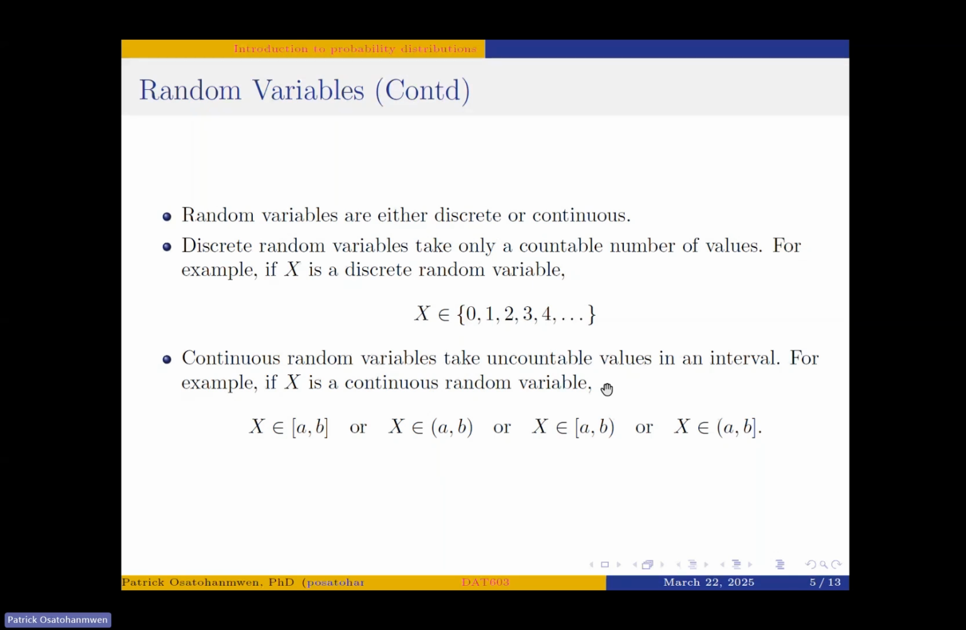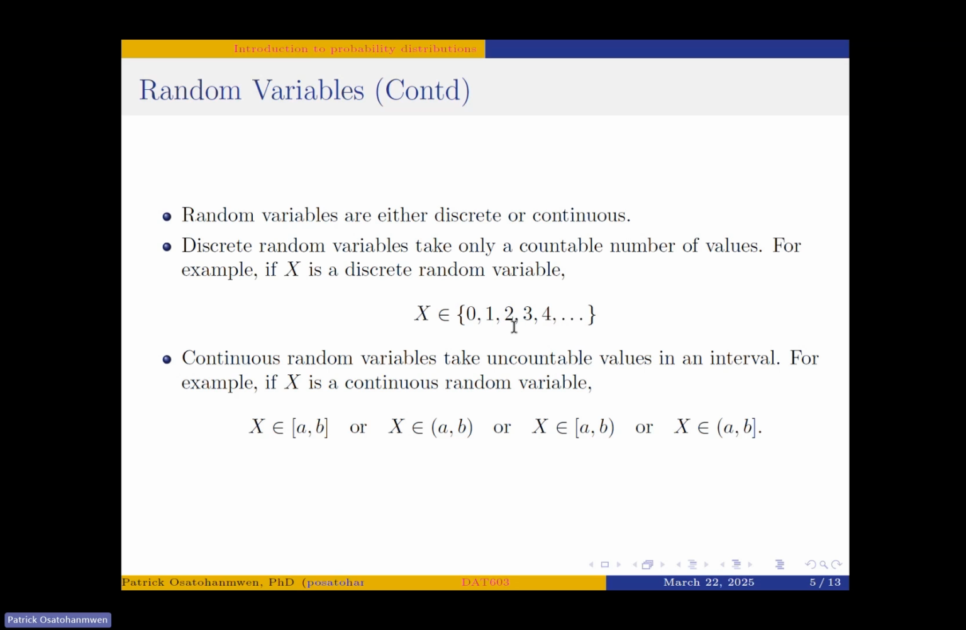So a discrete random variable takes a countable number of values. For example, if X is a discrete random variable, it means X will take this set of values: 0, 1, 2, 3, 4, and so on, because we know that we can count with these numbers. We can count with 1, we can count with 2. These observations that the random variable takes are numbers that we can count. There are also numbers that are uncountable.